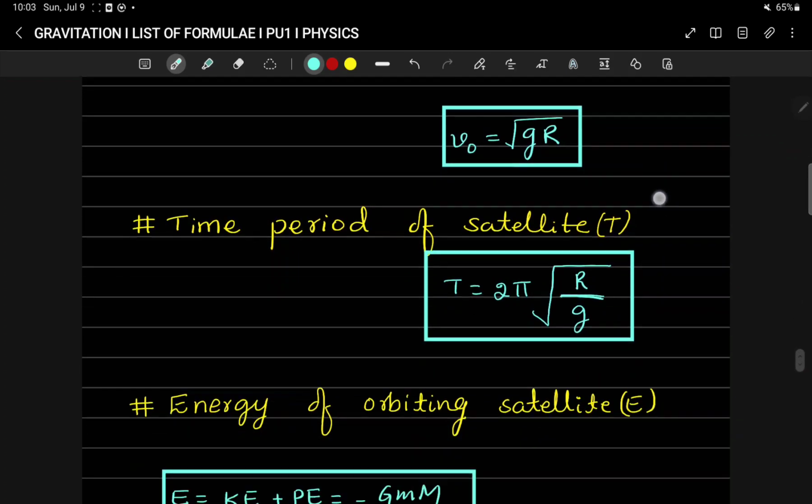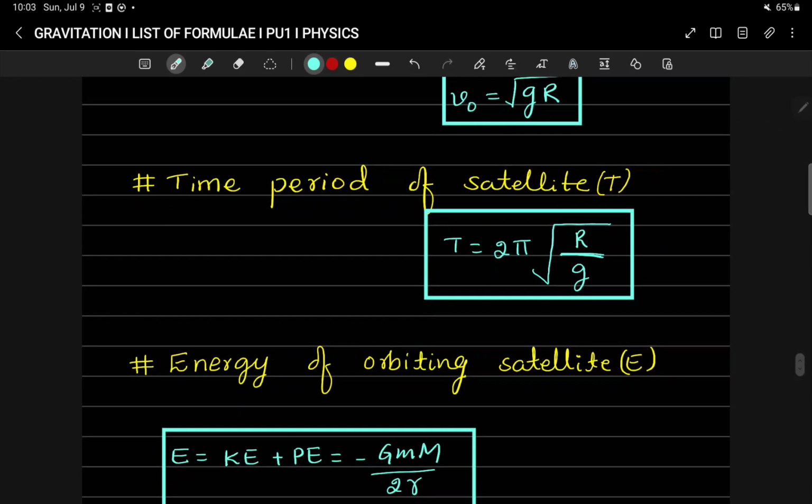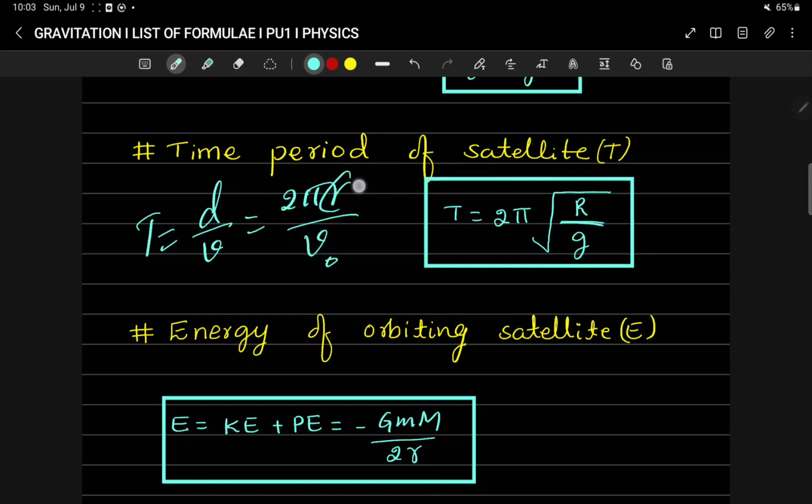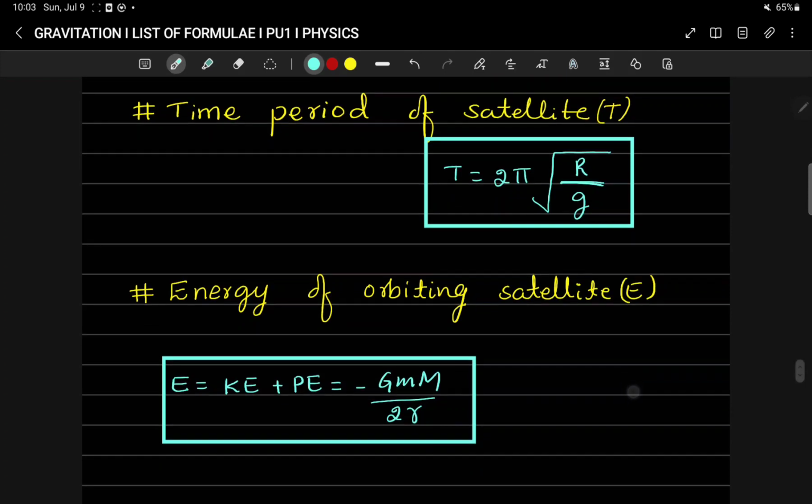Then we have the time period of a satellite, that is T is equal to 2 pi square root of R by g, and there is a derivation for this also. The time period is given by distance by velocity. The distance is given by 2 pi R, because these satellites will be revolving in circular orbits around the earth. So we can say 2 pi R divided by the velocity, which will be the orbital velocity. If you substitute the values here, you will get the formula for the time period. There is a derivation for that, and I have done it in my videos. You just check it so that you will get an idea.